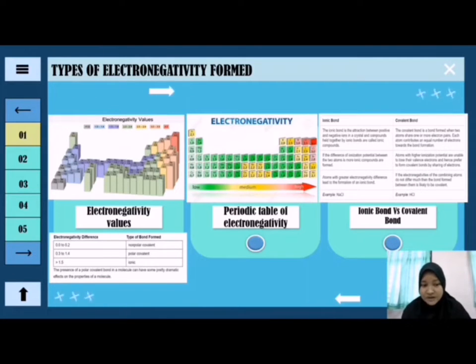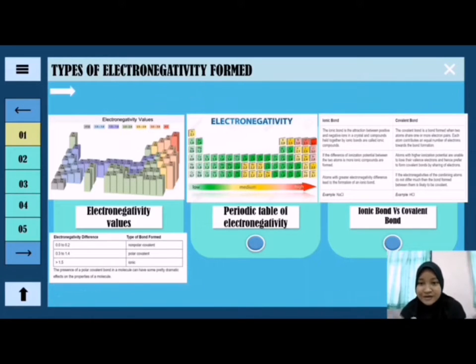The presence of a polar covalent bond in a molecule can have some pretty dramatic effects on the properties of a molecule. Right now, let's move to figure 3, ionic bond versus covalent bond. Covalent bond has 2 types, which is non-polar covalent and polar covalent. Ionic bond. The ionic bond is the attraction between positive and negative ions in a crystal. Compounds held together by ionic bonds are called ionic compounds. If the difference of ionization potential between the 2 atoms is large, ionic compounds are formed. Atoms with greater electronegativity difference lead to the formation of an ionic bond.